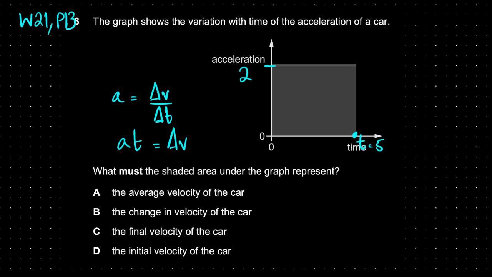Because I don't know what speed the car was at. Did it start from rest? Was it already moving? I can't tell, right? So it can't be the final velocity or the initial velocity. It can't be the average velocity, because that is the total displacement upon total time. Instead, it is the change in velocity of the car.